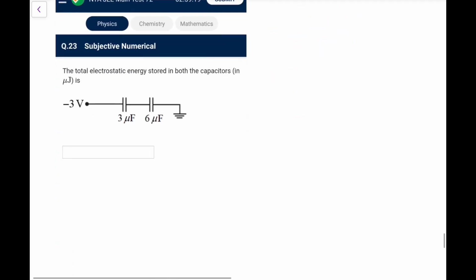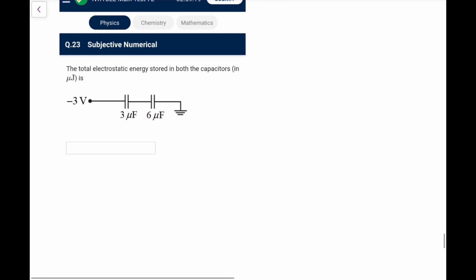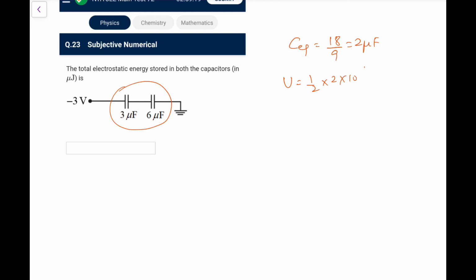Next, the total electrostatic energy stored in both the capacitors. The potential difference of 3 is maintained, so I can take both as 3. C equivalent is 18 by 9, that is 2 microfarad. So energy would be half into 2 × 10^-6 into V square, that is 9, so 9 × 10^-6 joule. Again, an easy one for you, just trying to confuse you, but it's an easy one.